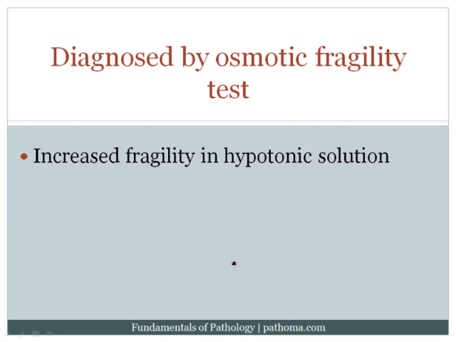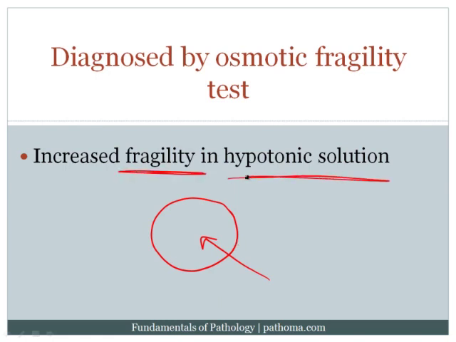However, if you actually had a spherocyte, the spherocyte has no extra membrane because the membrane's been removed, and so were this cell to be placed in a hypotonic solution, water would come in, and that would cause the cell to burst very easily. So this cell is fragile in a hypotonic solution, and that's the osmotic fragility test. There is an increased fragility in hypotonic solution.